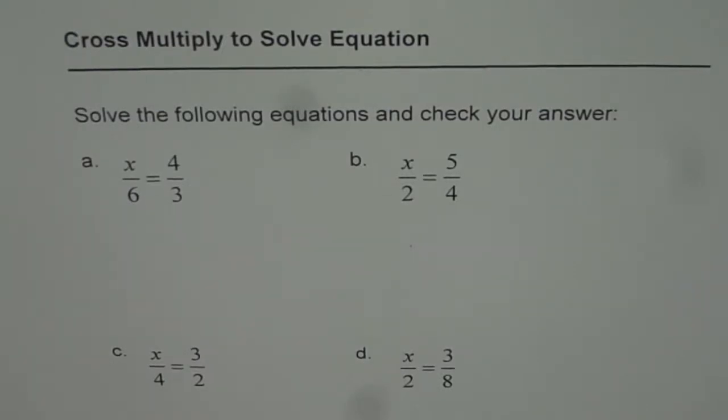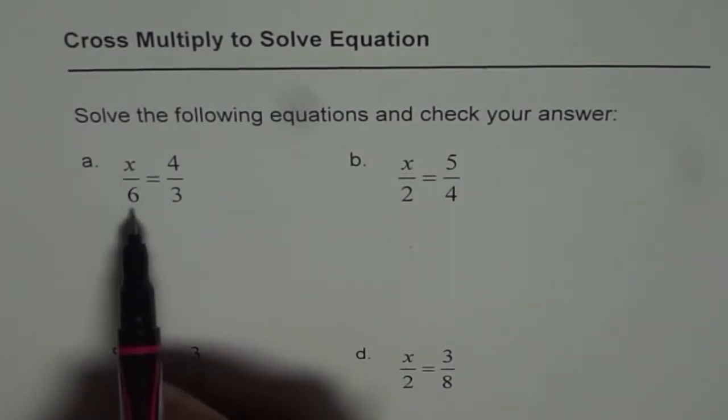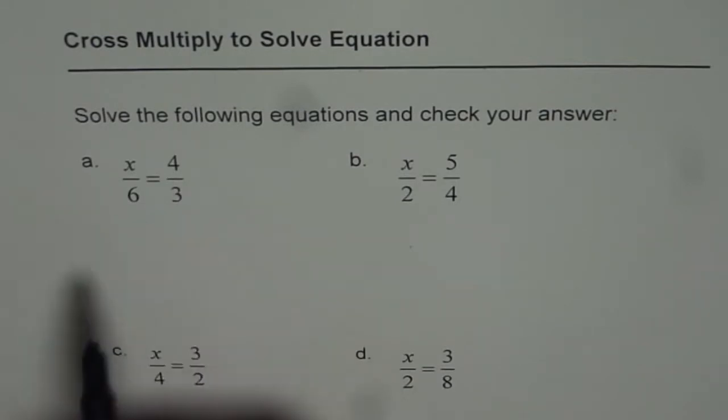Let us explore how to cross multiply and solve an equation. Here are 4 equations given and I'll solve 2 of them for you and explain with the help of the other 2. Now let's start with question A. It is x divided by 6 equals 4 divided by 3.